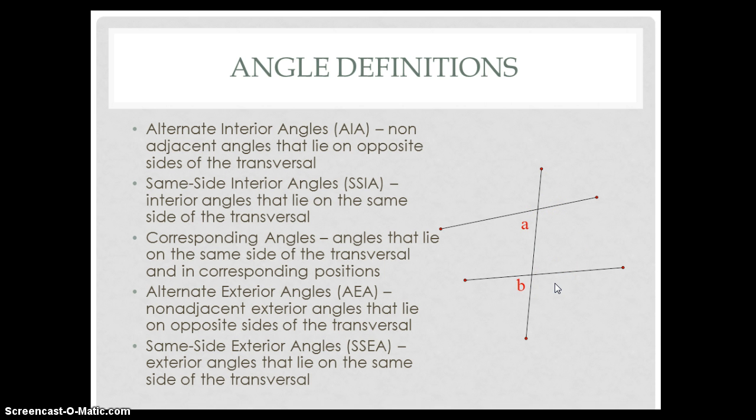Alternate exterior, so now we're going to be back on opposite sides of the transversal, but we're going to be outside my 2 lines. So notice A and B are outside the 2 lines intersected by the transversal, and they're on opposite sides of the transversal. And same side exterior, we're going to again be outside these 2 lines, but on the same side of the transversal.